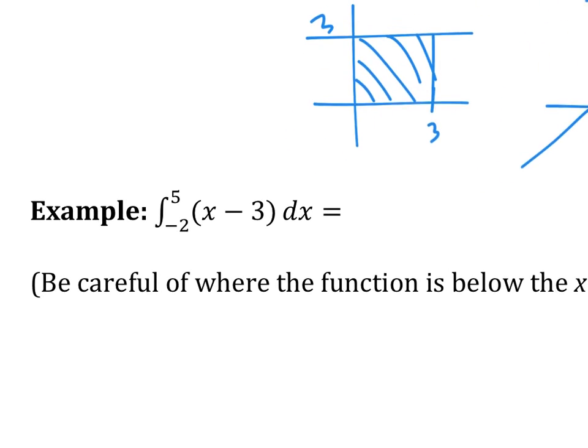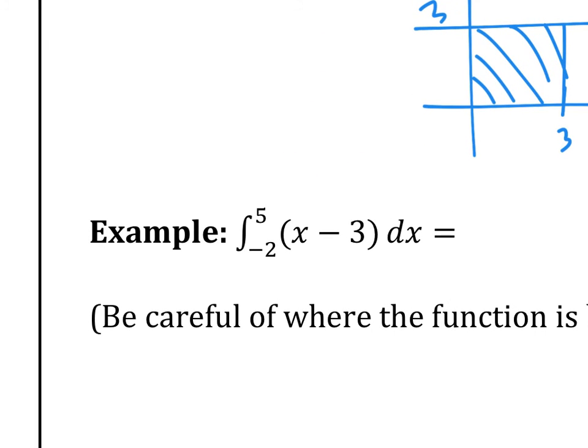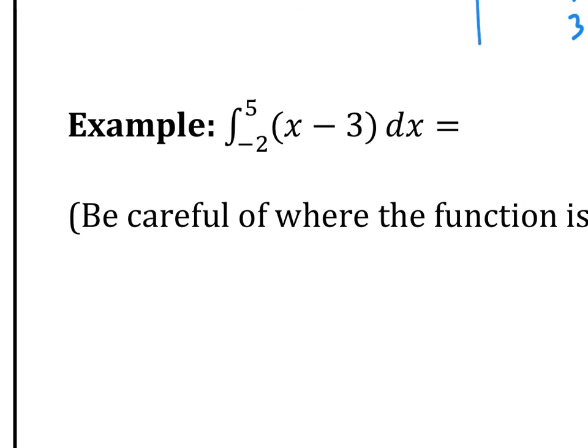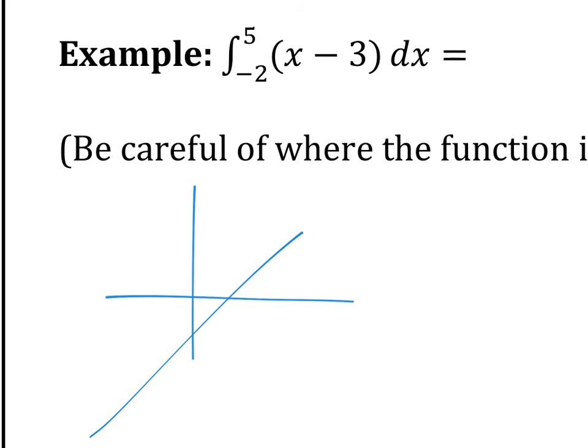Okay, this one, think about the curve x minus 3. So x minus 3 looks something like this. There's something below, so you've got to subtract. From -2 to 3, it is below. And then from 3 to 5 it is above. So you've got to find that triangle that's negative, and then the triangle that's positive, and then add them together.